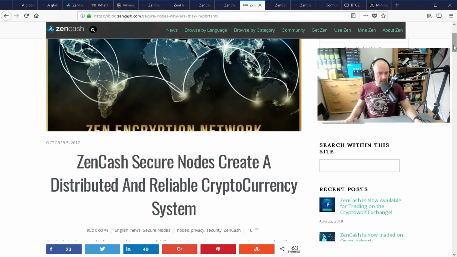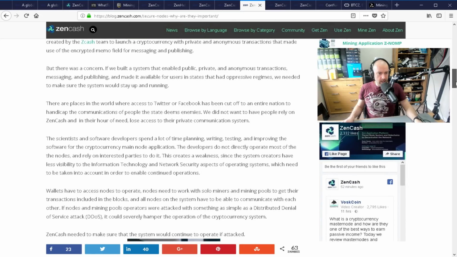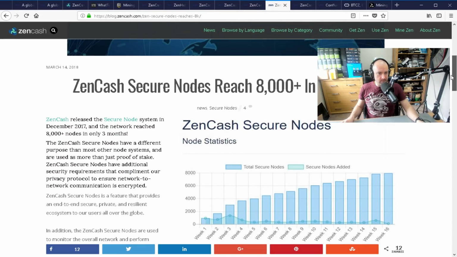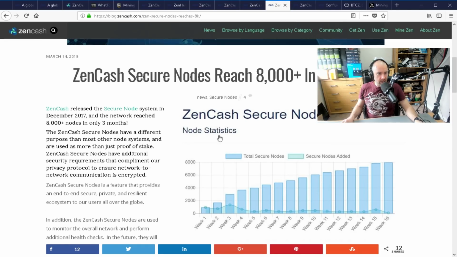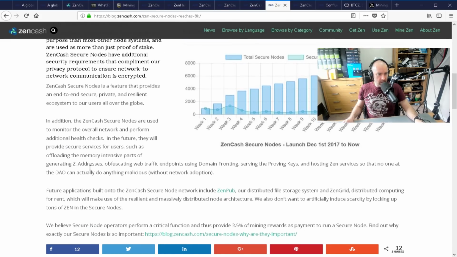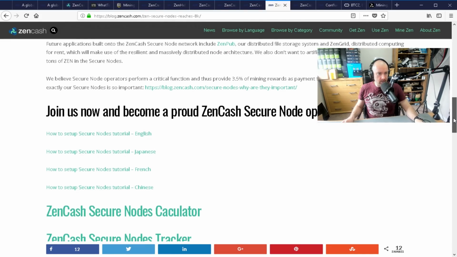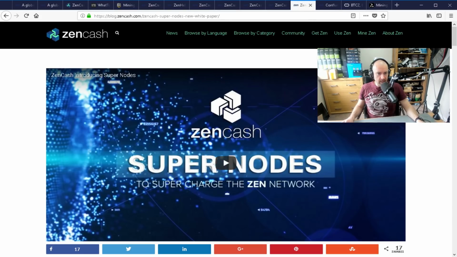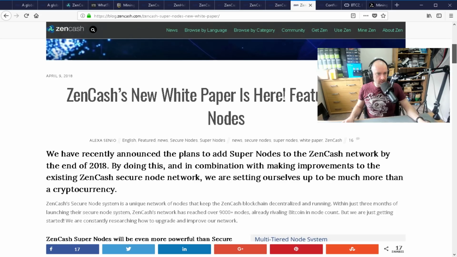So this is the other thing they've got. They've got secure nodes. I think this one. So you can see here 8,000 secure nodes in 3 months. So they talk about here the secure nodes. It reached 8,000 plus nodes in only 3 months. And this article talks about how it makes the network more secure. I'll touch upon that because it's more detailed in the white paper. But it's really good to see because it makes the coin more secure, and it also allows people that invest in the coin to earn a little bit of money. So everyone wins.